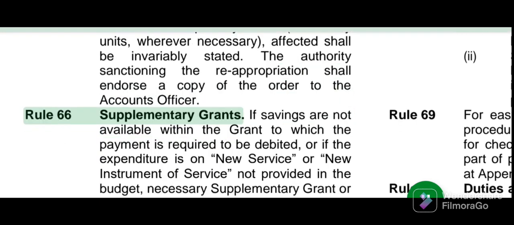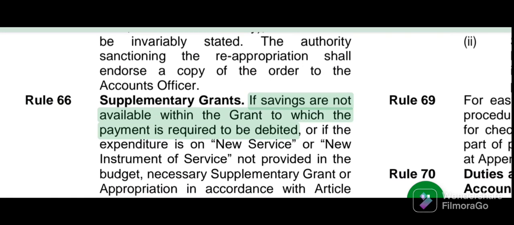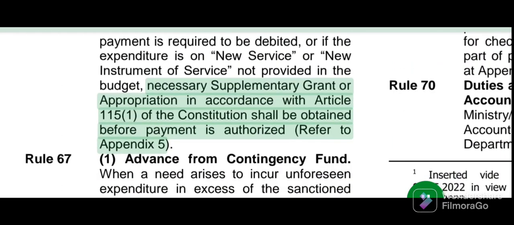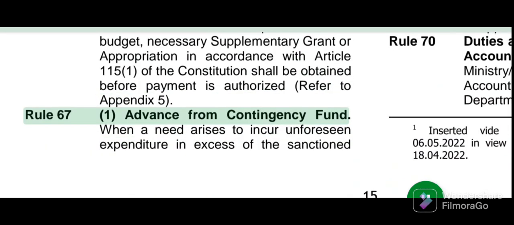Rule 66: Supplementary Grants. If savings are not available within the grant to which the payment is required to be debited, or if the expenditure is on a new service or new instrument of service not provided in the budget, necessary supplementary grant or appropriation in accordance with Article 115(1) of the Constitution shall be obtained before payment is authorized. Refer to Appendix 5.